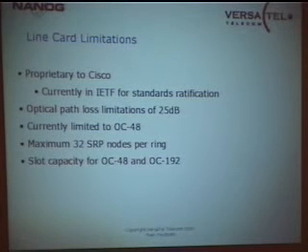We're limited to 25 dB loss on any path. We're currently limited to OC48 as the maximum speed that we can utilize. We're also limited to 32 SRP nodes per ring. And on the GSR 12016, 12012, and 12008, the actual slot capacity, as we get higher into the OC48 and OC192 cards, OC48 requires 2 slots.